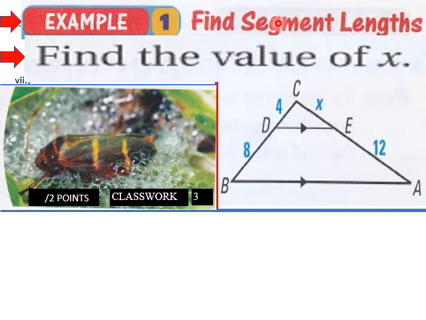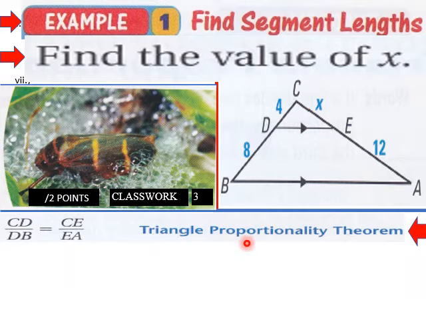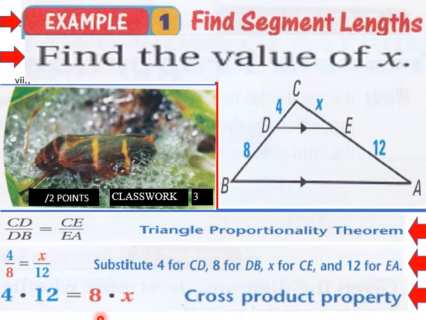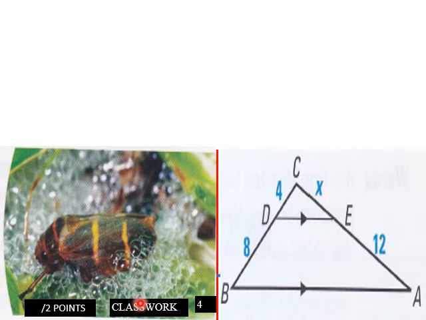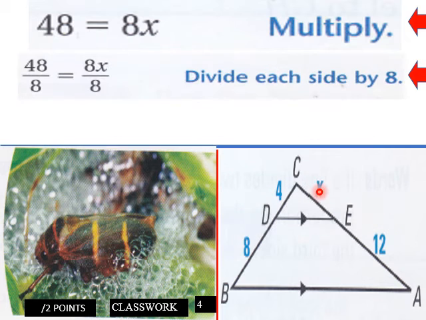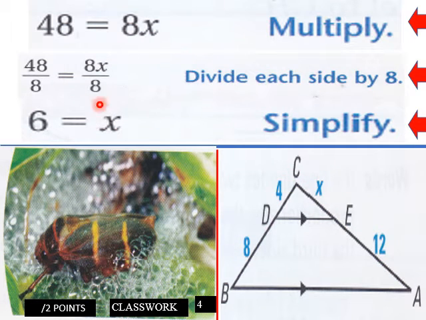So example 1, find segment lengths, find the value of x. So we got this value here we need to find. With the triangle proportionality theorem, the important thing is to set up a proportion here. CD over DB equals CE over EA. We substitute in values from this diagram, and then we solve for x. This is our property here, and then 48 equals 8x. So what does x equal? X equals 6 when we divide out using that proportionality theorem.